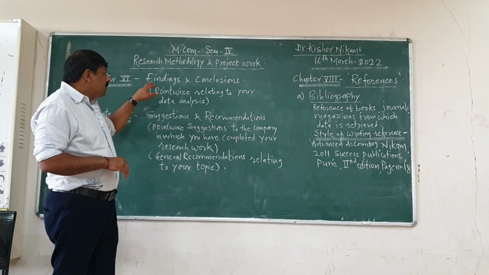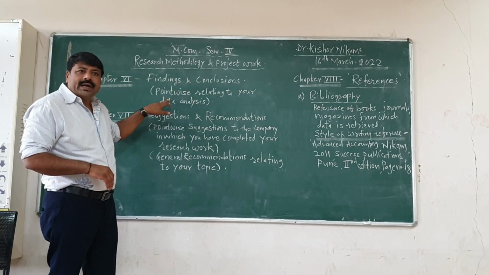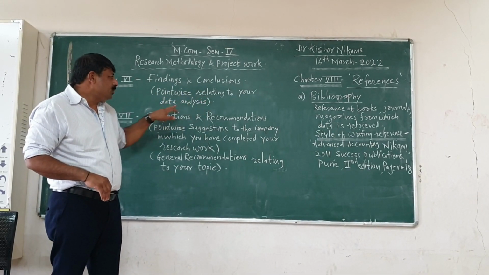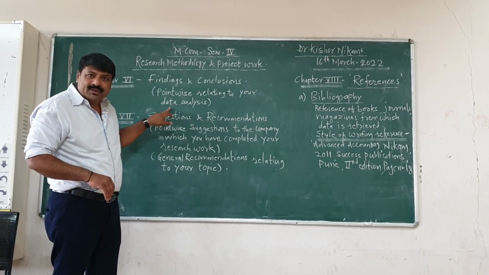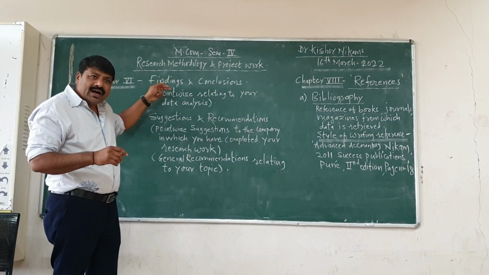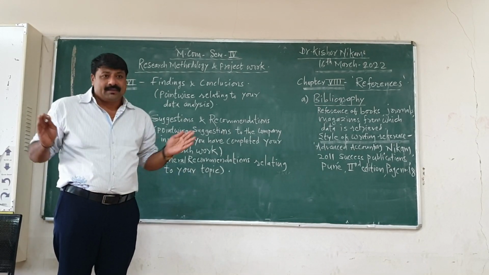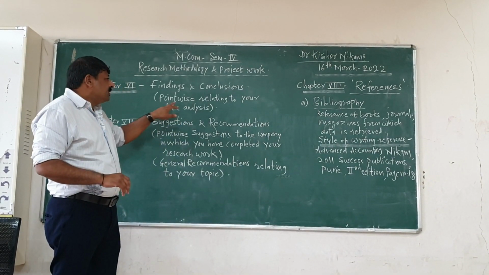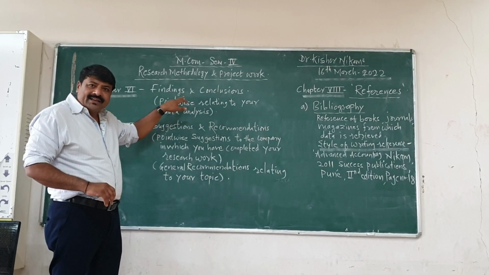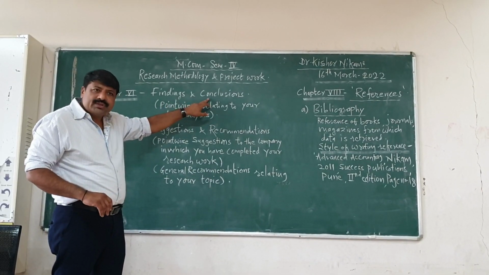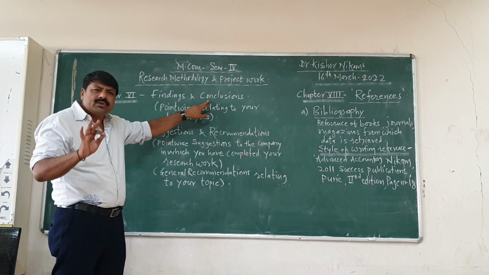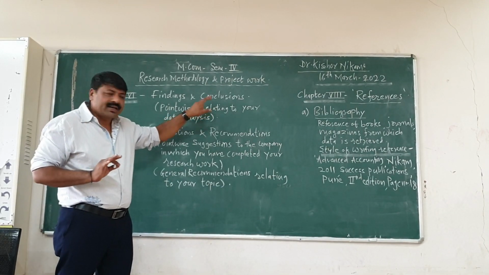So findings and conclusions you have to write point-wise, relating to your data analysis, question-wise. So in point 1, 2, 3, 4, this way you have to write. Don't write it in paragraphs. Point-wise findings you have to write, point-wise conclusions you have to write. 8 to 10 conclusions are enough for a PG project.